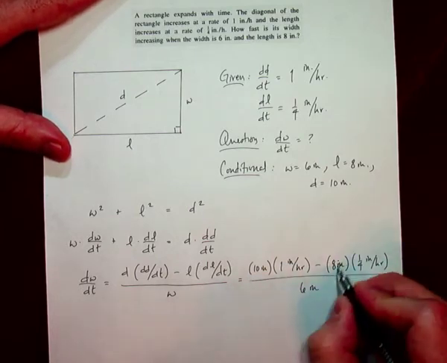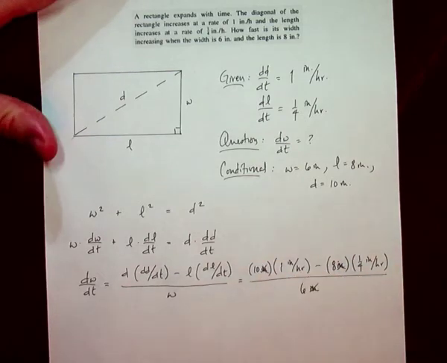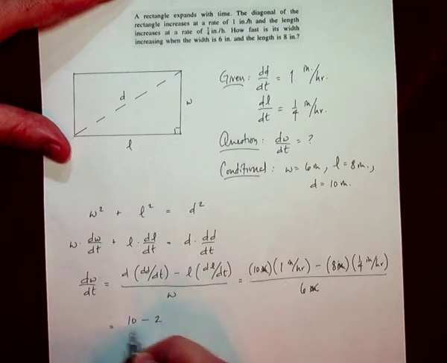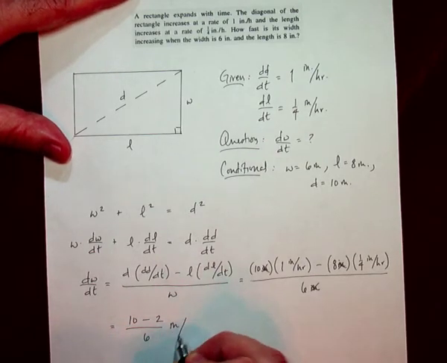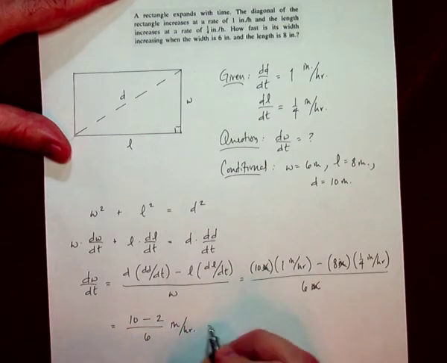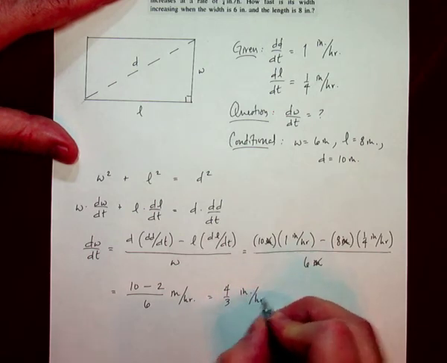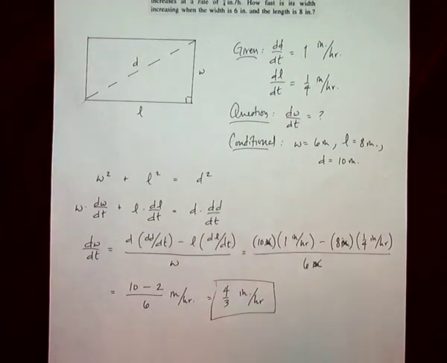Now, inches as a unit becomes common to all of them. This winds up being 10 minus 2 over 6 inches per hour. That's 8 over 6, or 4/3 inches per hour. And of course, you would write a nice little sentence explaining the significance of 4/3. It says, how fast is the width increasing? The width is increasing at a rate of 4/3 inches per hour at that moment, or something like that, okay?